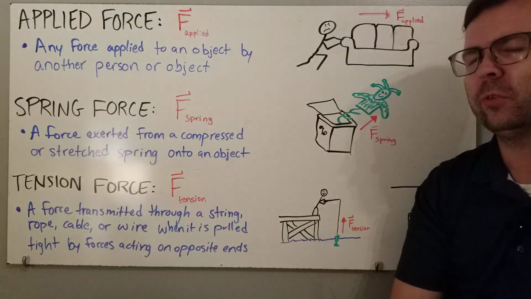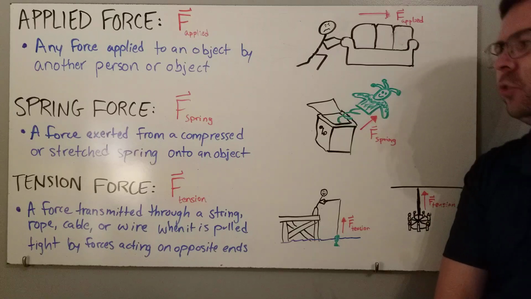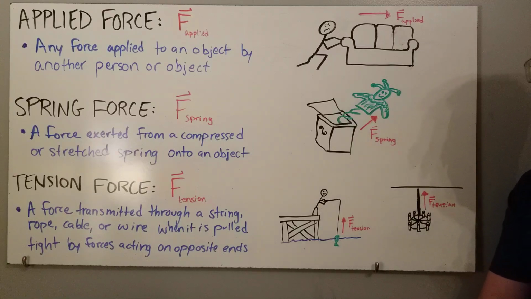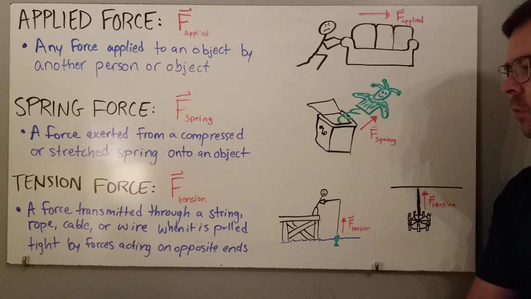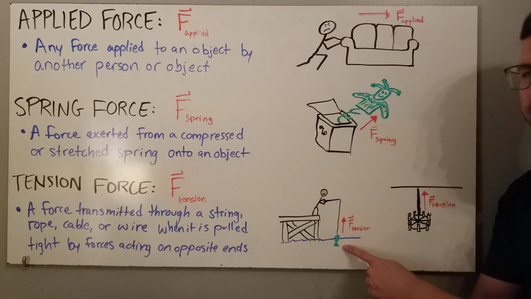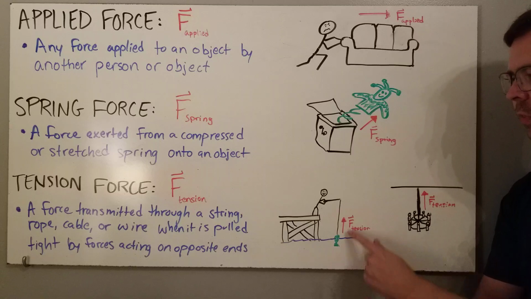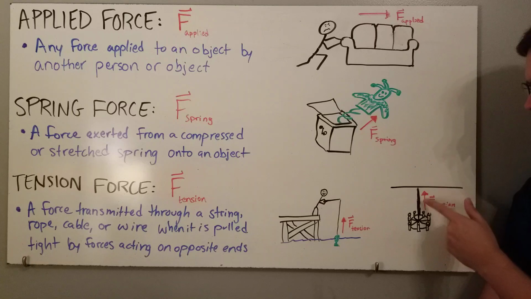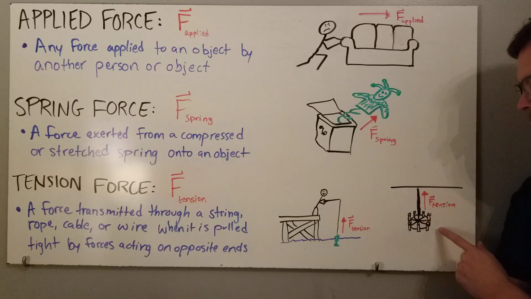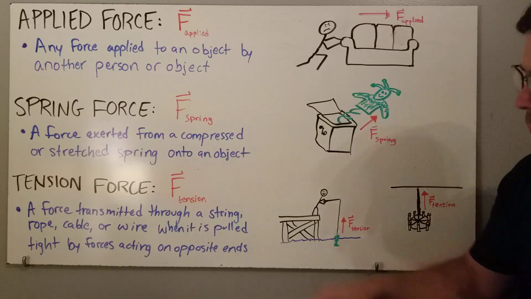A tension force is any force that is transmitted through a string, rope, cable, or wire when it's pulled tight by forces acting on opposite ends. An example of this would be fishing, trying to pull up a fish with a fishing line, or even just a chandelier hanging from the ceiling. It's being supported by a rope or a cable, and so we call that a tension force.